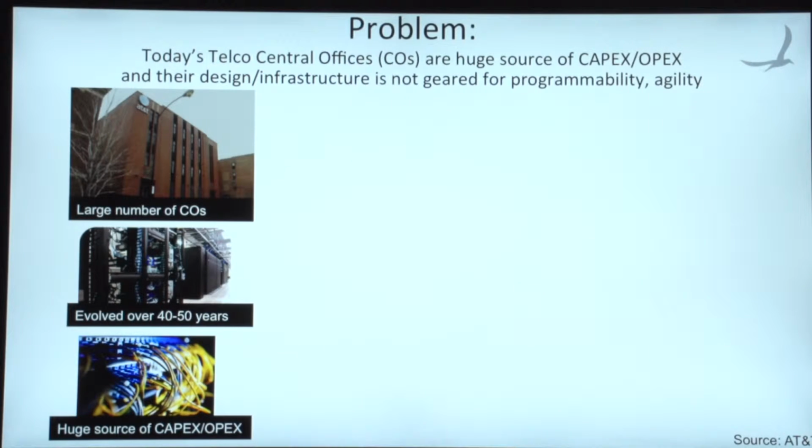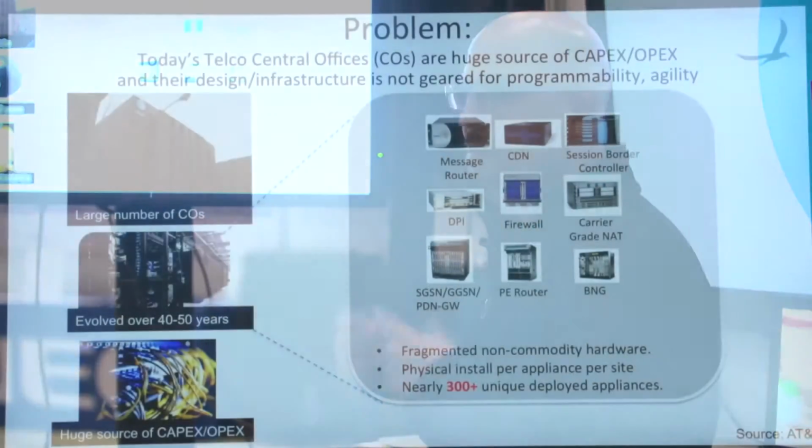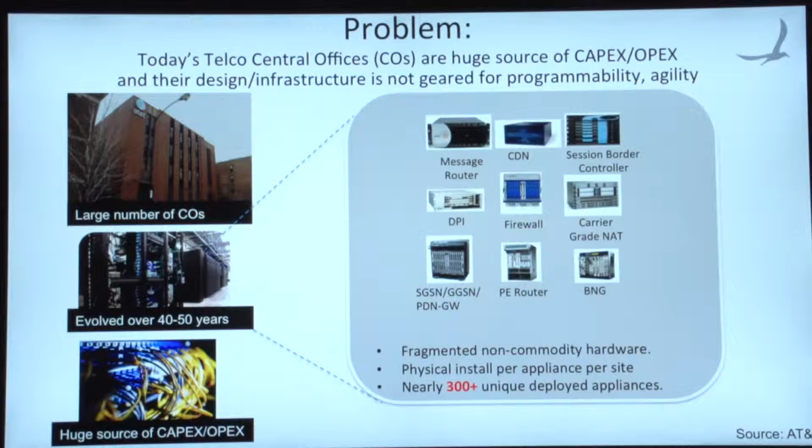We have large central offices which have evolved over 40 to 50 years, and they're extremely complicated. They contain a lot of complicated pieces of hardware that have to be deployed and maintained in a specific way. And each one of those has its own maintenance cycle. That leads to a huge source of CapEx and OpEx.